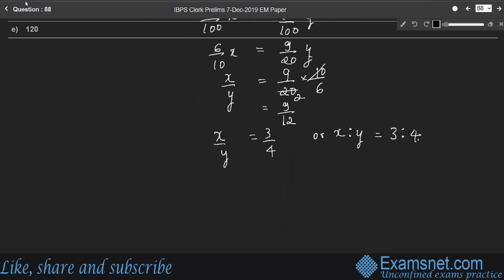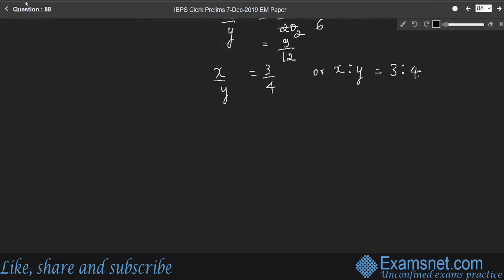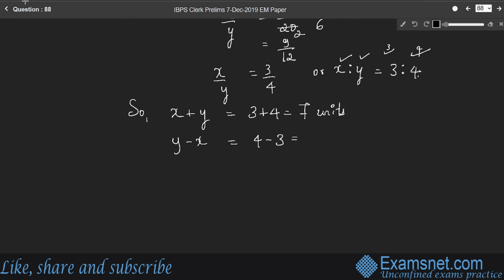X is to Y is equal to 3 is to 4. So we can write X plus Y is equal to 3 plus 4, which is equal to 7 units. Since X and Y are in the ratio 3 is to 4, if X is 3 units, Y becomes 4 units. Therefore, X plus Y becomes 7 units. And also Y minus X. Here Y is greater, 4 units. So Y minus X becomes 4 minus 3, which is 1 unit.